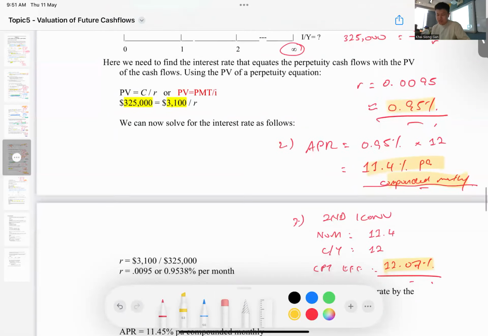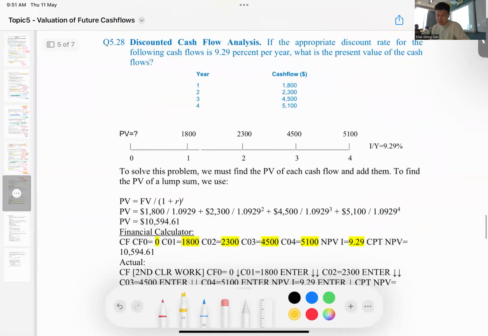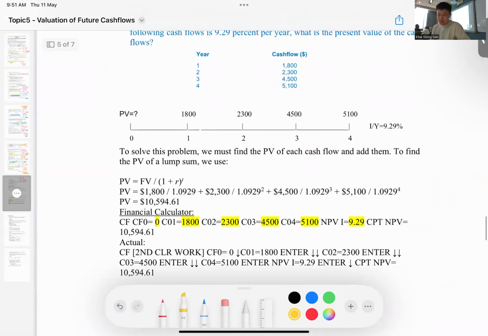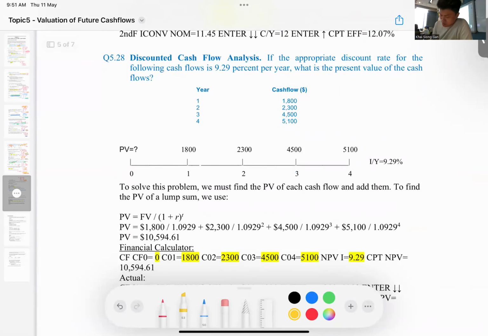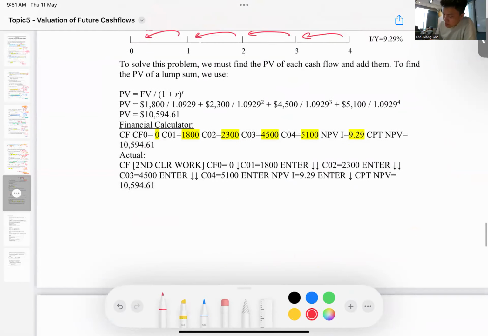Okay, one last question, then we are done. Last question, discount cash flow. If the appropriate discount rate for the following cash flow is 9.29% per year, what is the present value? So you are being given this cash flow, I want to discount it back. So this one discount back, this one discount back, this one discount back, and this one discount back. Use the financial calculator methods.